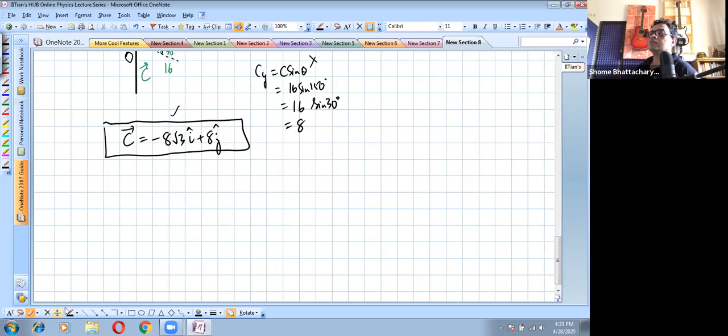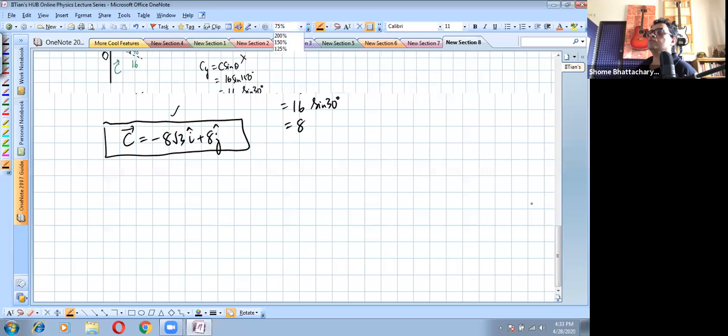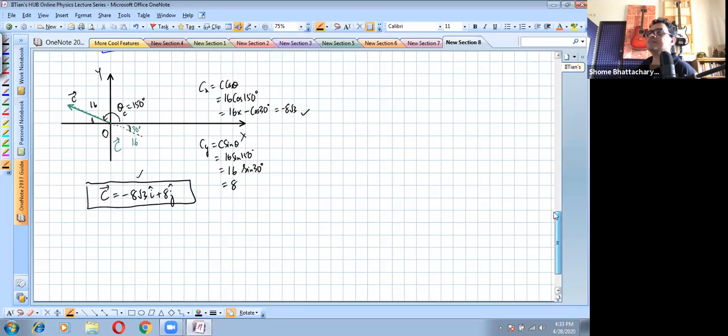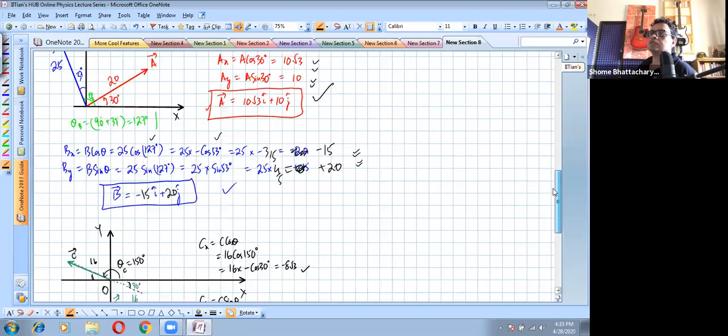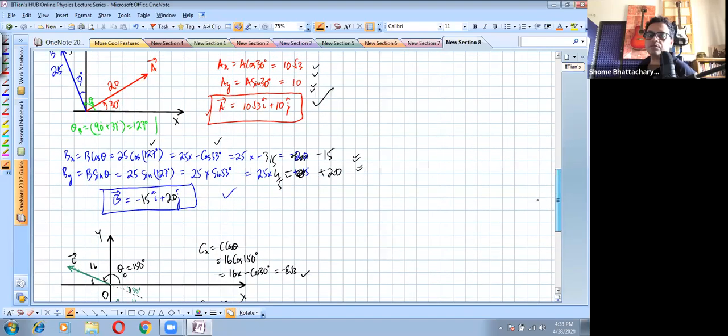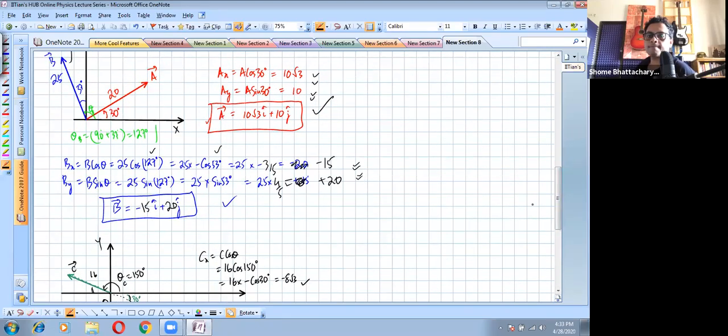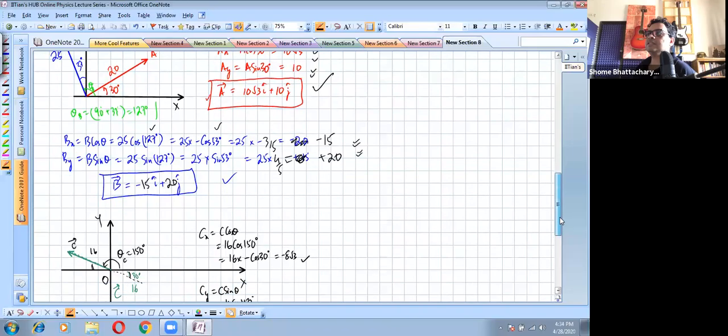Okay, so I'll just give you people a minute here to once again go through the individual vectors A, B, and C. Make sure those are clear. So first A and B, okay. And then we have vector C.